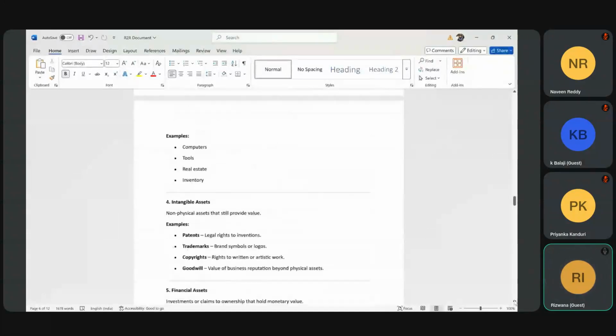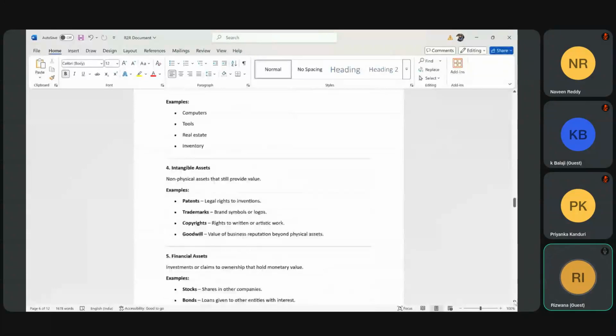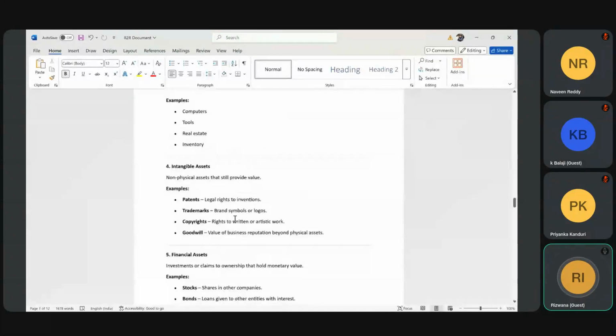For example, patents, legal rights to inventions, trademarks, brand symbols and logos. Those are like copyrights, goodwill of a business, value of business reputation beyond physical assets. These all come under intangible assets.